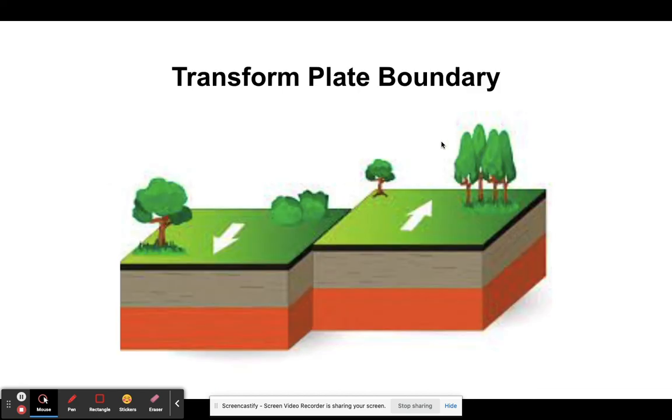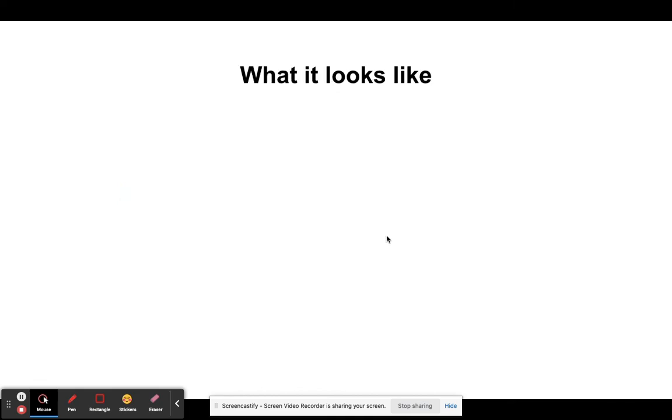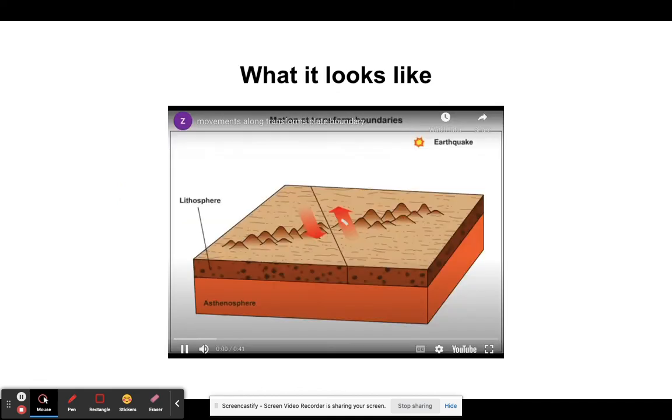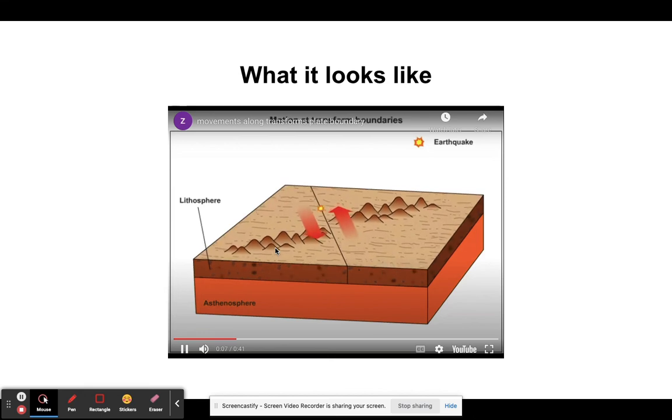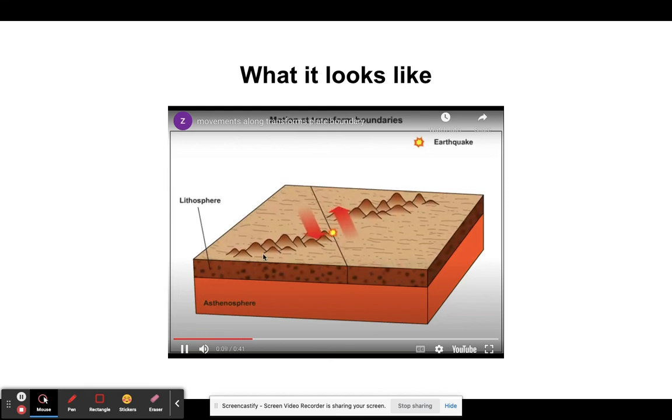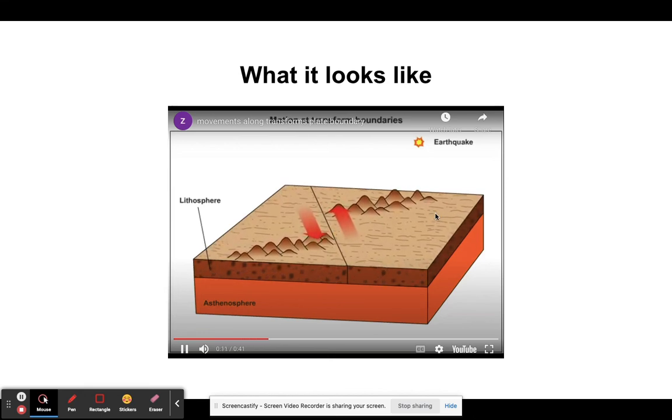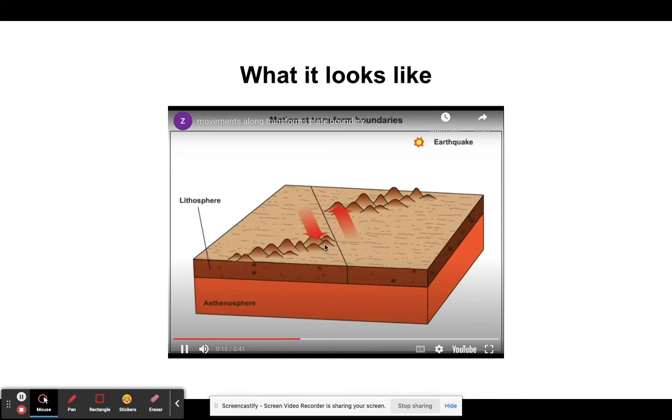Our last type of boundary is called a transform plate boundary. This is when these two plates are sliding past each other. Not as much happens in a transform boundary, but we do get tons of earthquakes. I'm gonna watch this with you just so you get the main idea here. We know where a transform boundary has happened because we might have a mountain range that used to be connected that is now separated because the plates have moved.